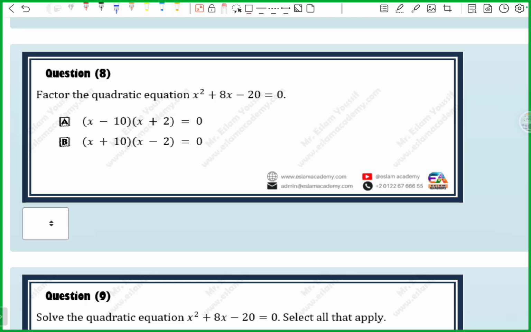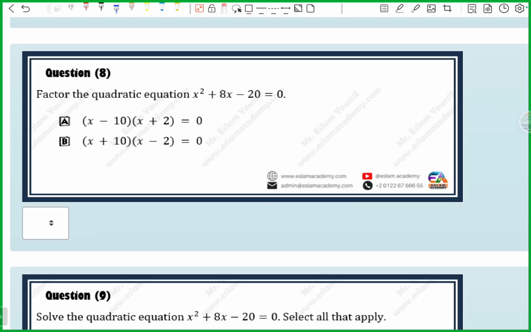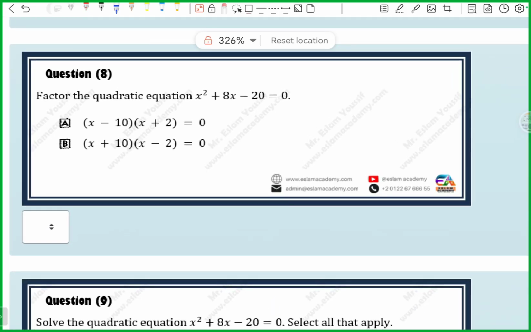Is it going to be A? Right. Let me explain this question again, one more time. To solve, we need to use factorization. Is there any common factor that we have here? There is a common factor? Look at the number. What is the coefficient for x squared? 1. It means there is no common factor for the numbers.